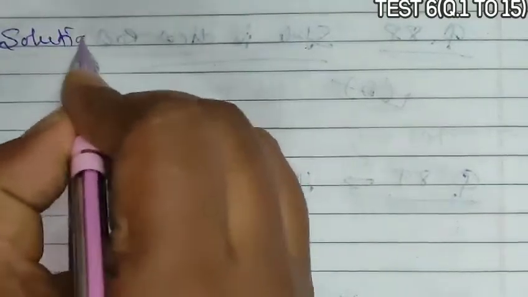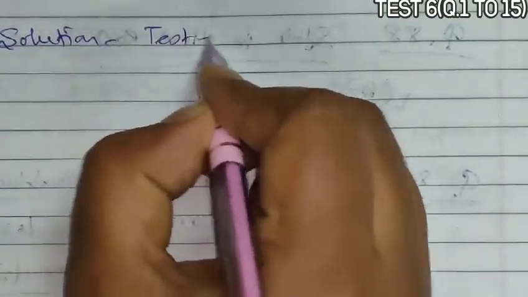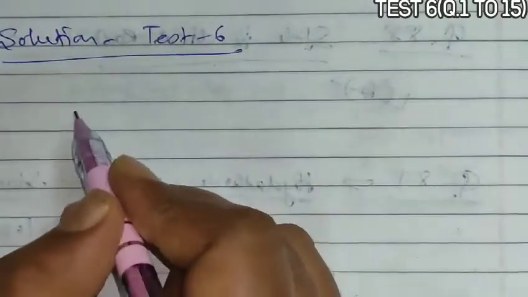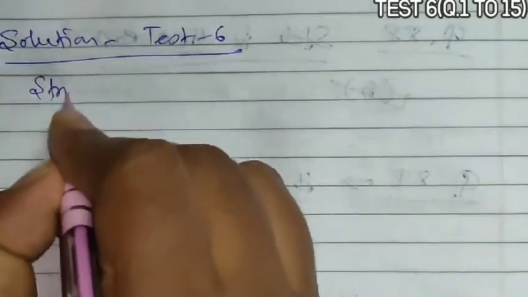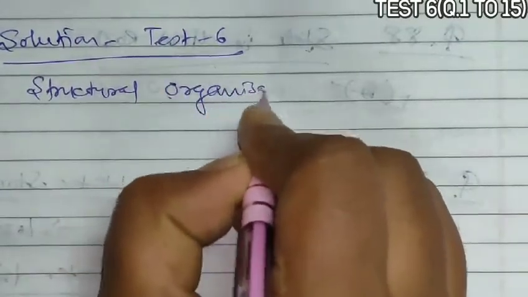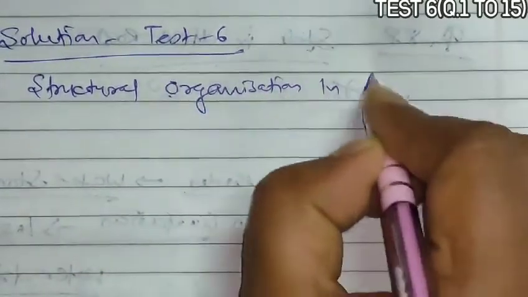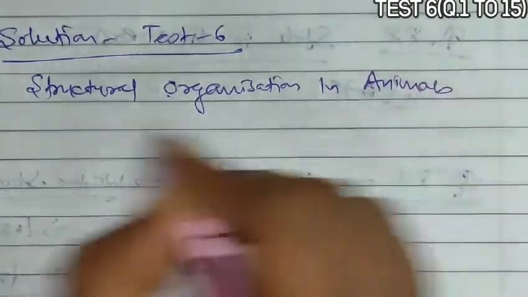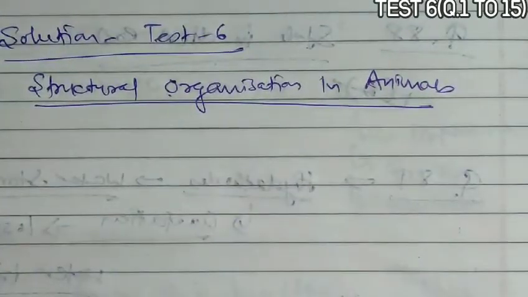Hello dear students, we are today starting with the solution of test 6. Chapter name is Structural Organization in Animals. We will deal with each and every question one by one.